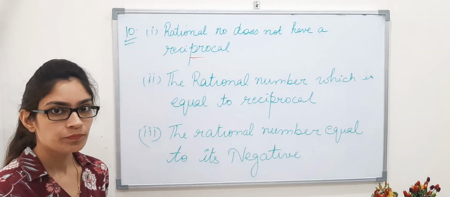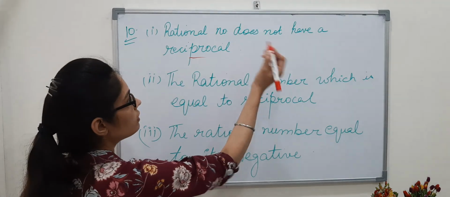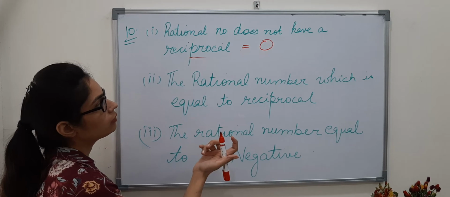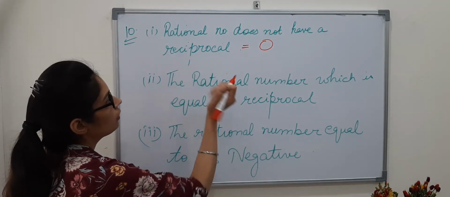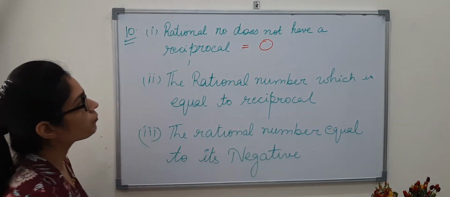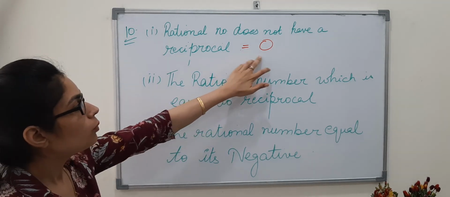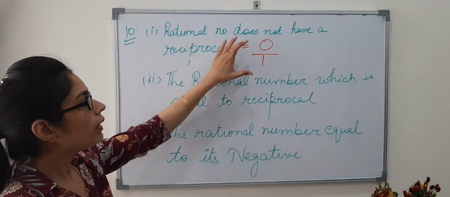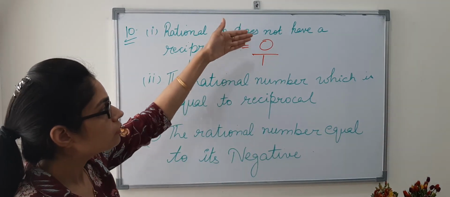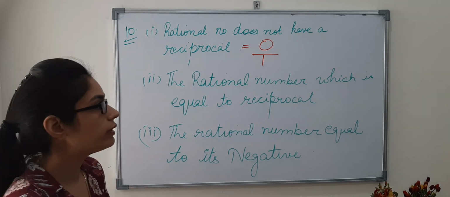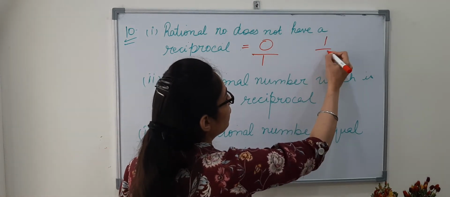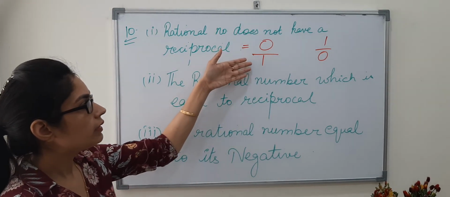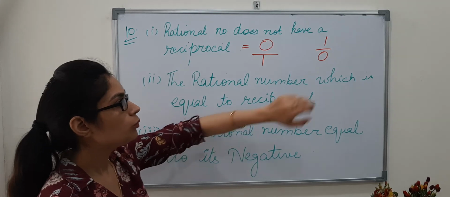Think, the rational number which does not have any reciprocal, that is 0. Why 0? Because see, 0 by 1 will be 0. I can represent 0 as a rational number as 0 by 1. But what will be its reciprocal? Its reciprocal will be 1 by 0. See, the numerator I am changing into the denominator and the denominator into the numerator.